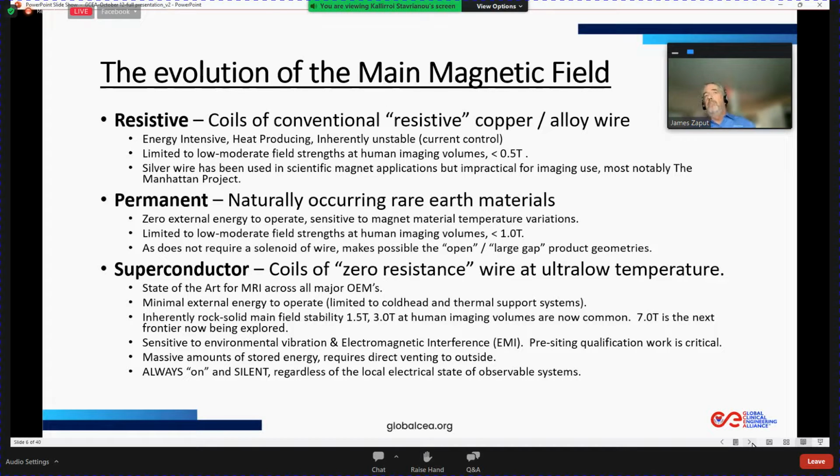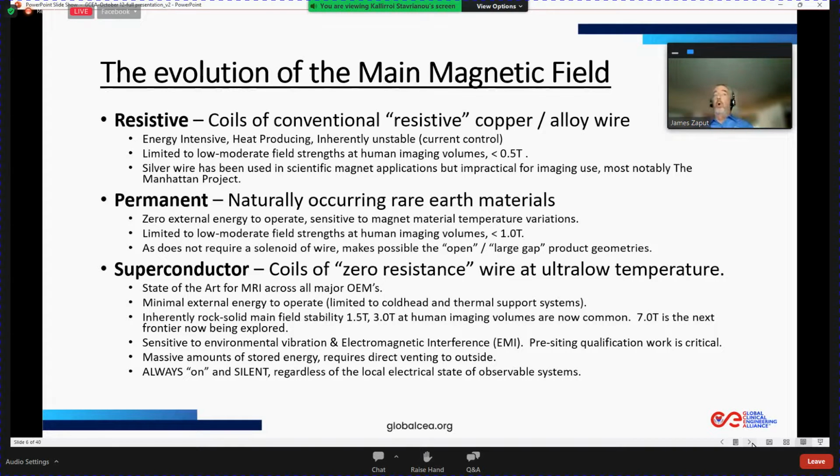That rock solid main field stability comes from Mr. Maxwell and Mr. Lorenz's equations that say once you've defined the geometry of a magnet, of a solenoid, and you've defined what the current is in that solenoid, those two being constant, the resultant magnetic field is a constant. These are, however, sensitive to environmental vibrations and electromagnetic interference, so pre-sighting qualification work is critical. These also store massive amounts of energy, requiring direct venting to outside.